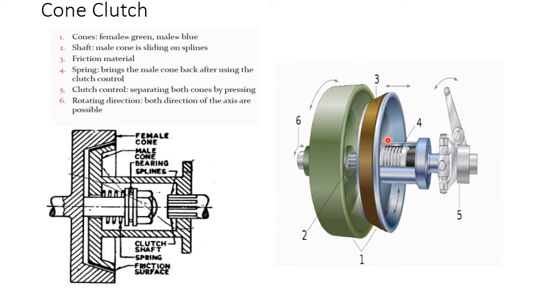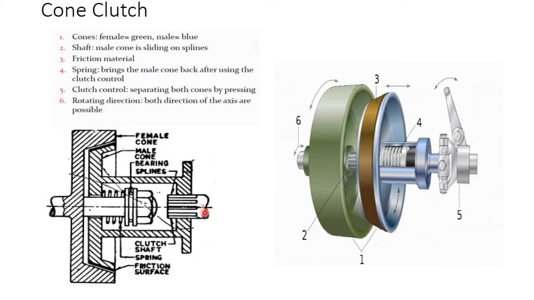Fourth one is the spring, which can push the male cone forward and backward. Clutch control separates both cones by pressing; that is the clutch control. For rotating direction, both directions of the axis are possible, clockwise and anti-clockwise. Here the schematic diagram is shown: female cone, this is the male cone, this is the bearing, this is the splines.